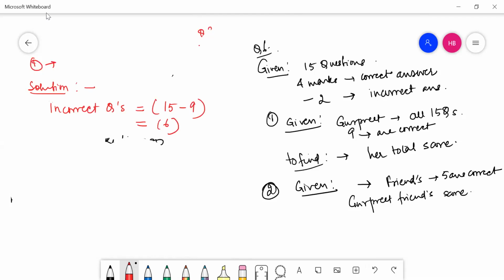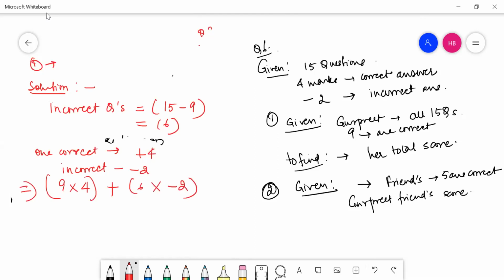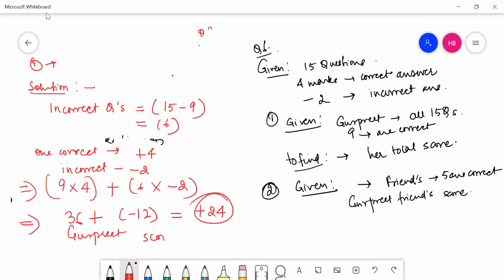For one correct answer, what marks am I going to get? +4. For incorrect, it is -2, right? So for 9 correct answers, I get 9 into 4, plus for 6 incorrect answers, 6 into -2. That is the equation we have to solve. 9 fours are 36, plus 6 twos are 12, -12. So I'll get +24 as the answer. Gurpreet scored 24 marks.